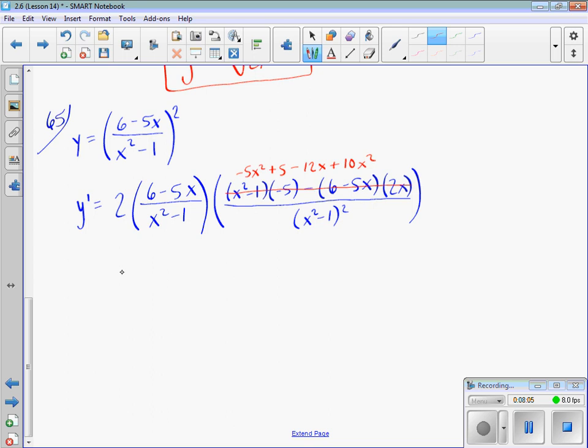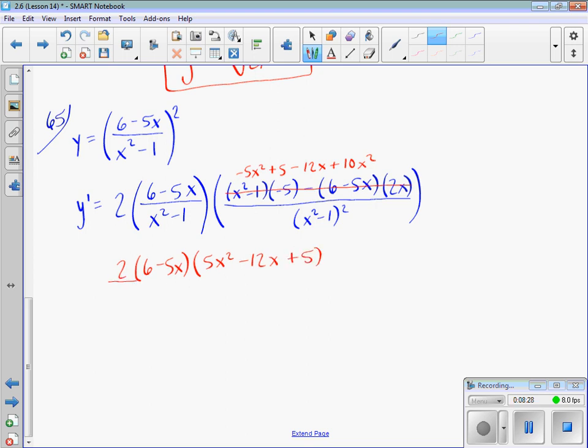And then if I combine like terms, what do I get? You get 5x squared minus 12x plus 5. Okay, the 5x squared minus 12x plus 5. And then I still have this stuff. So really I've got 2 times 6 minus 5x times that 5x squared minus 12x plus 5. Okay.